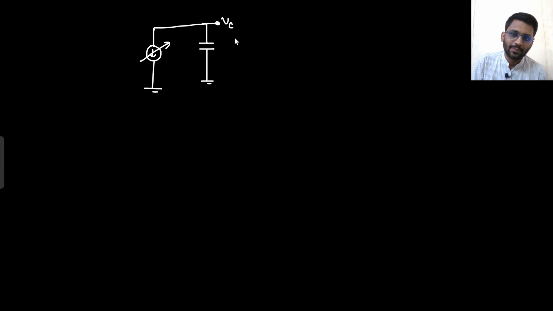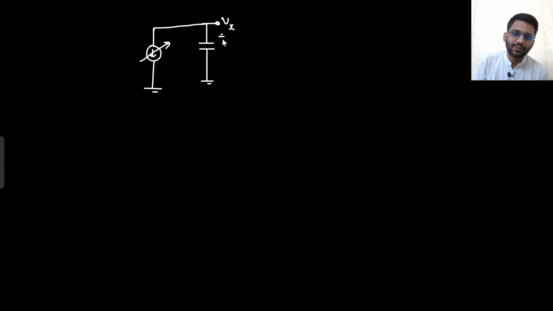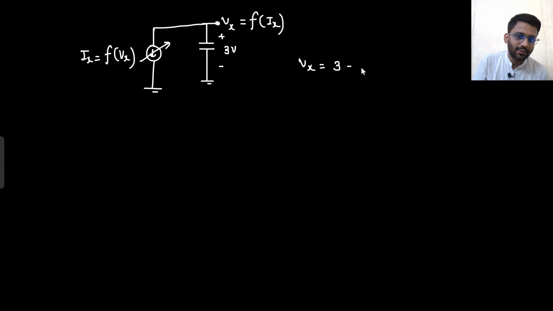This is your Vx potential. Initially it was charged to some voltage, then it will go down. And this is your Ix, which is a function of Vx. And this potential Vx is a function of Ix. Why is it a function of Ix? Because what will your Vx be? Vx will be the initial voltage 3 volt minus 1 by C integration of Ix(t) dt.